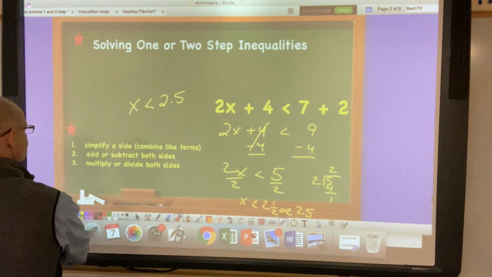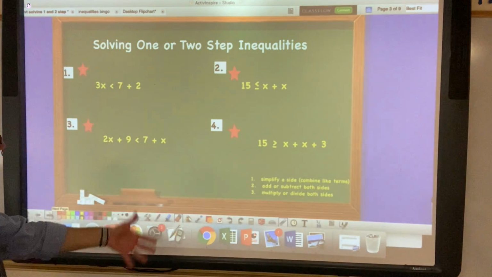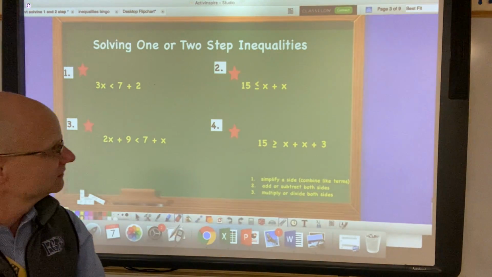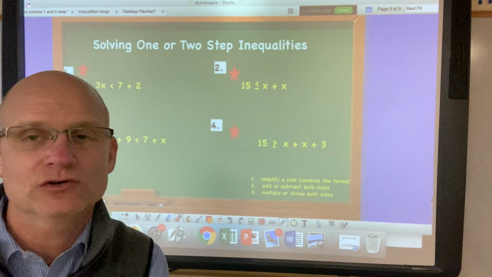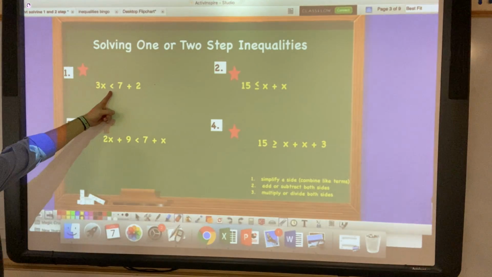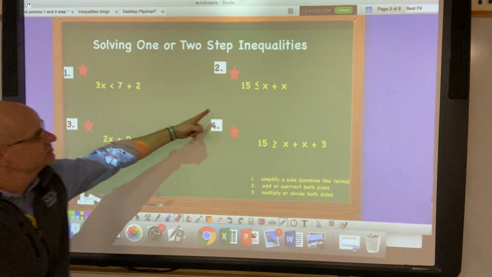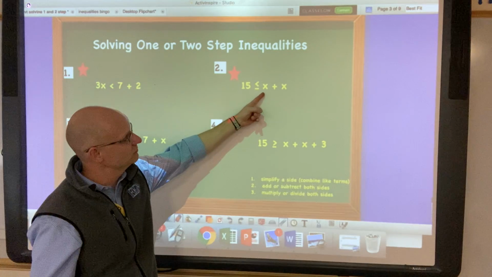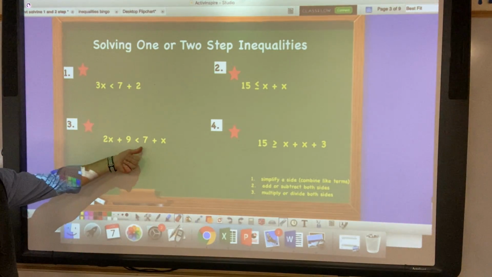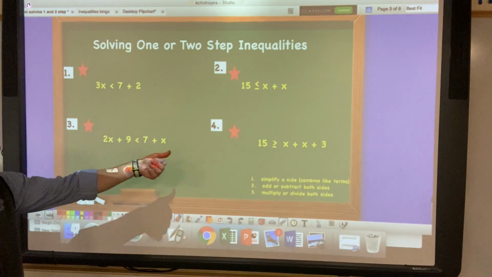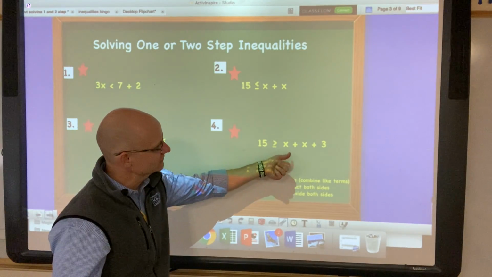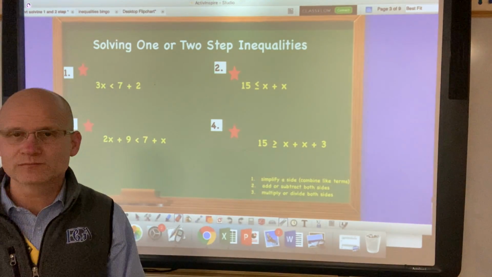So what do I want you to do? I've given you 4 problems. They're inequalities, but just think of them as equations and solve them like you would an equation. The very first one says 3x is less than 7 plus 2. Number 2, 15 is less than or equal to x plus x. Number 3, 2x plus 9 is less than 7 plus x. And number 4, 15 is greater than or equal to x plus 3. Solve these. Go ahead, press pause, solve these.